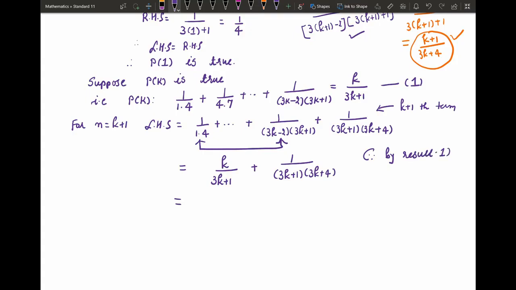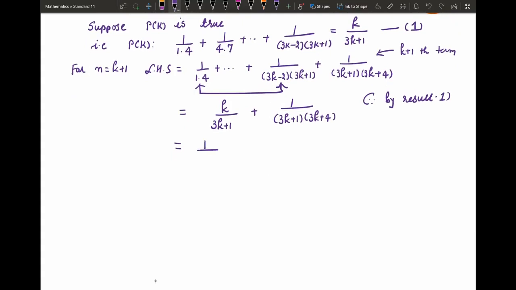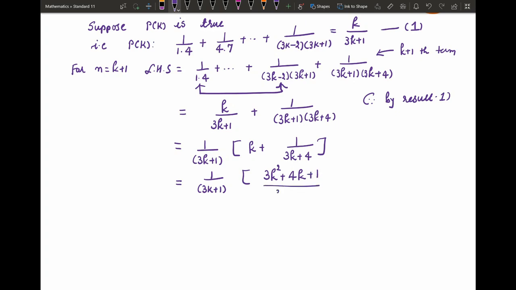Now let us simplify this. From the denominator we can take 3k plus 1 common. So into bracket, k plus 1 upon 3k plus 4. From the denominator we have taken 3k plus 1 common. So this is 1 upon 3k plus 1 into (3k square plus 4k plus 1) upon 3k plus 4, just you take LCM.